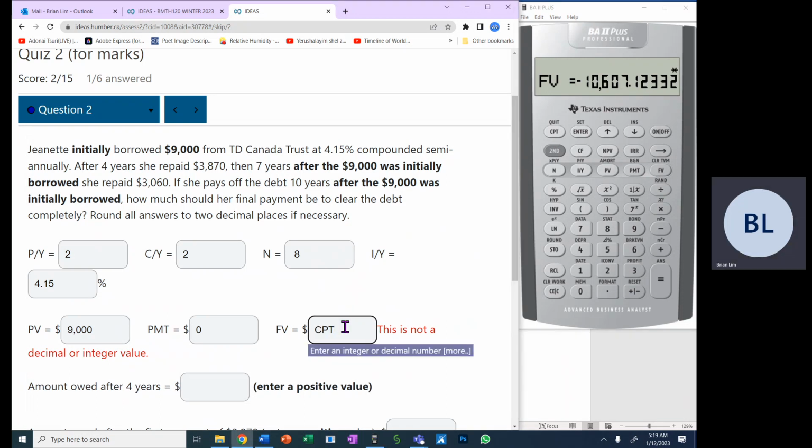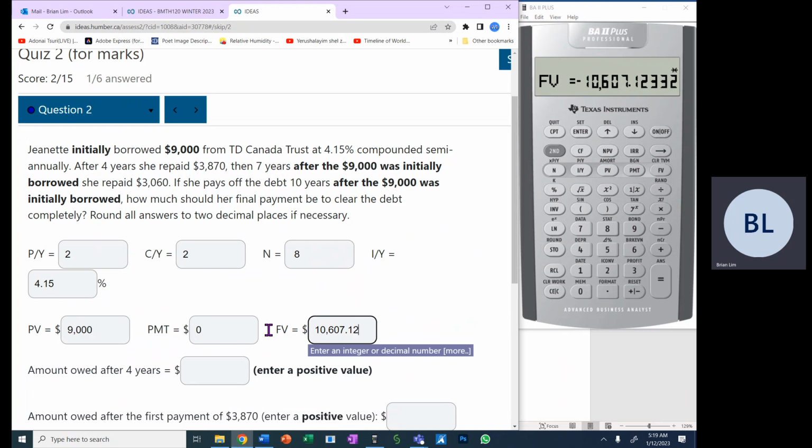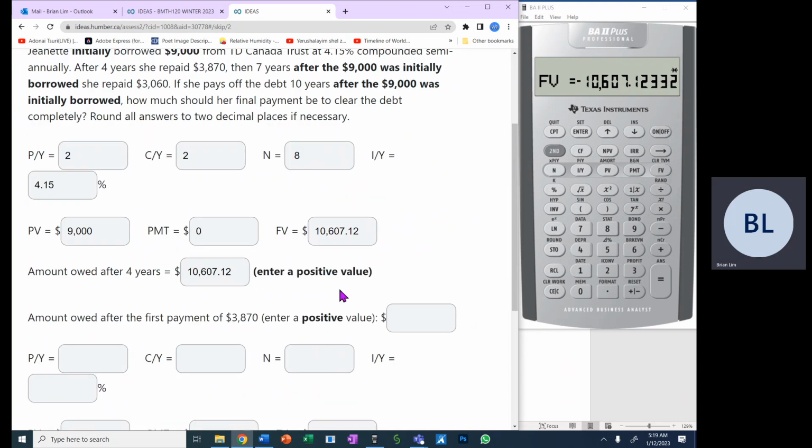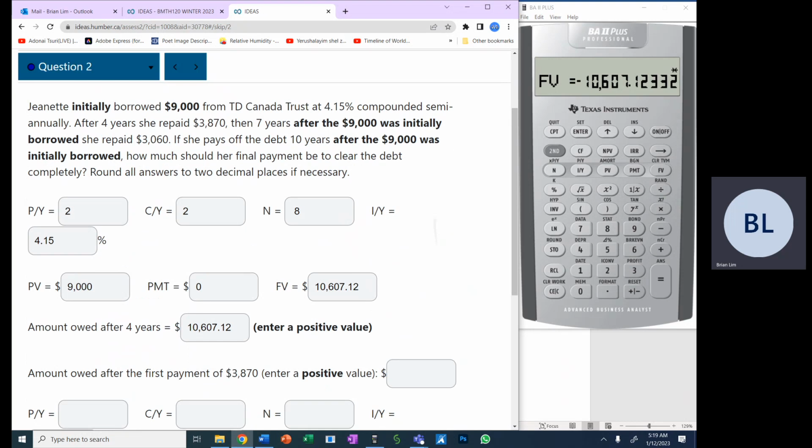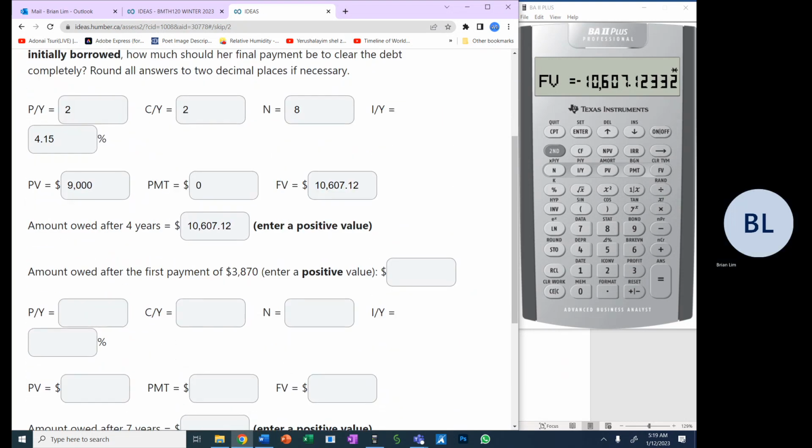Okay. So let's go here, and we can enter it, 10,607.12. Okay, so you're rounding all answers to decimal places if necessary. So there we are. So that is the future value. Okay, so the amount owed after 4 years is indeed this number right in here. So if we wish, we could do a copy and we could do a paste, so there is no error. Now I will leave it and check at the very end so that I don't use up my 5 tries like you're allowed in your activity when you do the quiz.